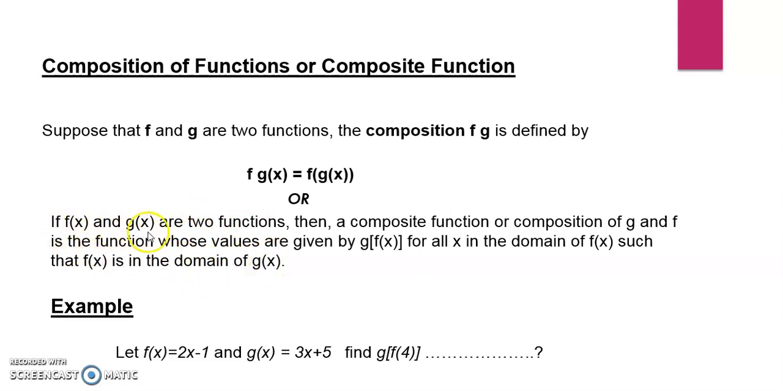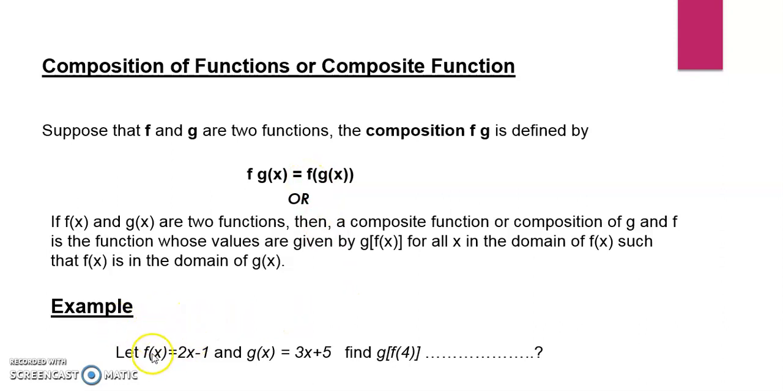If f of x and g of x are two functions, then a composite function or composition of g and f is the function whose values are given by g of f of x for all x in the domain of f of x, such that f of x is in the domain of g of x. That is, x is in the domain of g and g of x is in the domain of f.